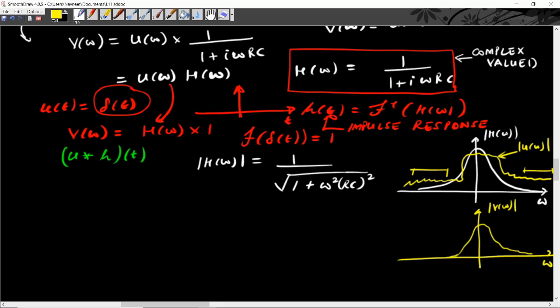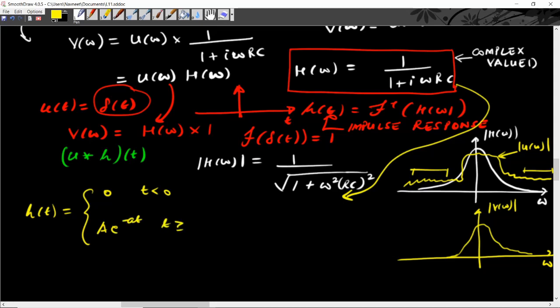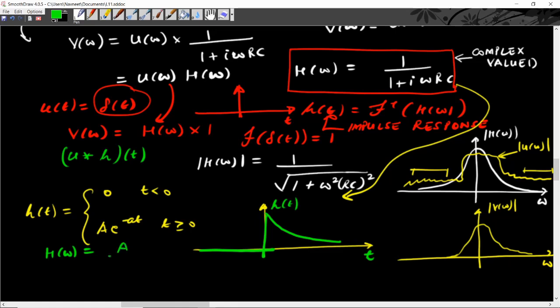Now to look at how the impulse response function of the low pass filter based on the RC circuit looks like, recall that we've already seen that if we have a function of the form of an exponential decay for t greater than 0 and 0 otherwise, that is a function that looks something like this, that it takes on 0 value for t less than 0 and decays exponentially with time for t greater than 0, then we have seen in one of our previous lectures that its Fourier transform is given by this.